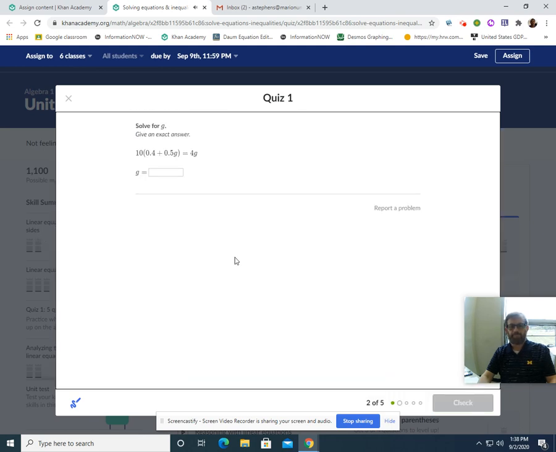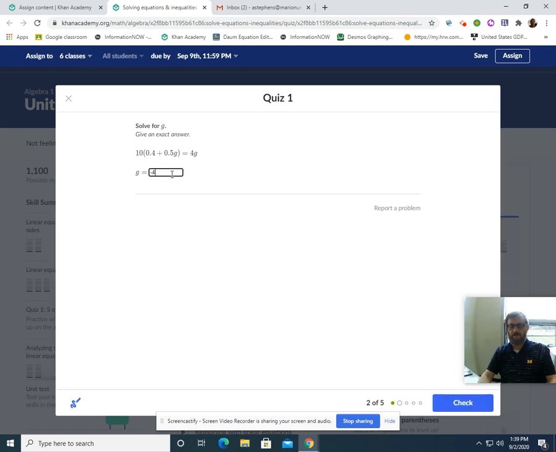All right, next question. Give an exact answer. So I'm going to distribute this 10. And if I take 10 times 0.4, I get 4. If I take 10 times 0.5, I get 5. So now I have 4 plus 5g equals 4g. And then depending on how you want to do it at that point, I'm going to go ahead and subtract the 5g from both sides. So then I'm going to get 4 equals negative 1g, and I'm going to divide by negative 1. So my exact answer, doing it really quickly in my head, is negative 4. And got that one right.